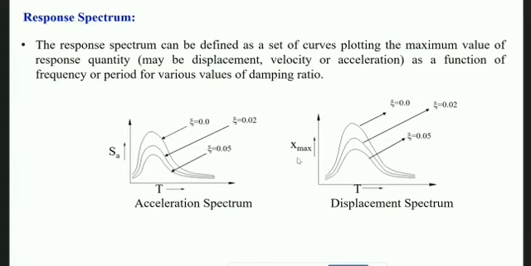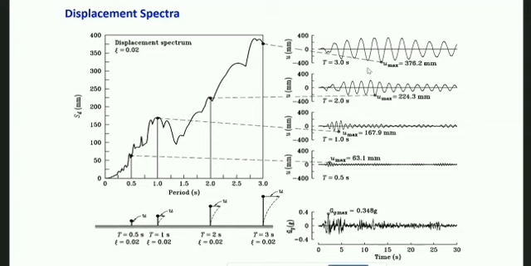So these kinds of plots are called response spectrum. That means the response spectrum can be defined as a set of curves plotting the maximum value of a response quantity, and this response quantity may be displacement, velocity, or acceleration, as a function of frequency or period for various values of damping ratio. Now, if we try to plot the displacement spectrum, how will it look?